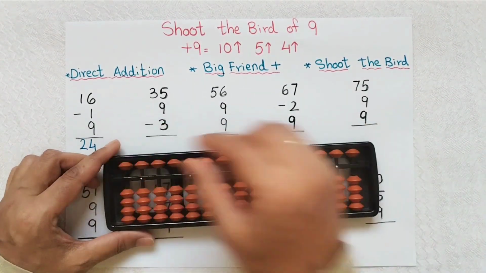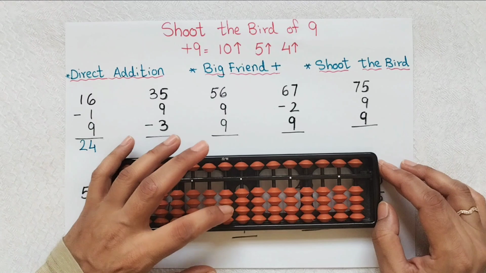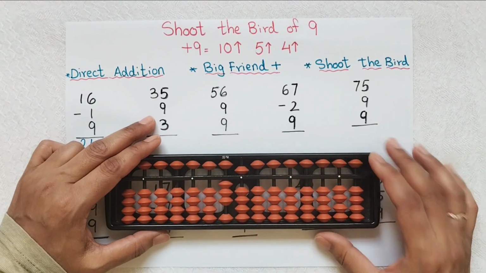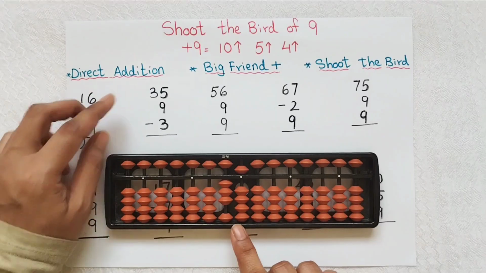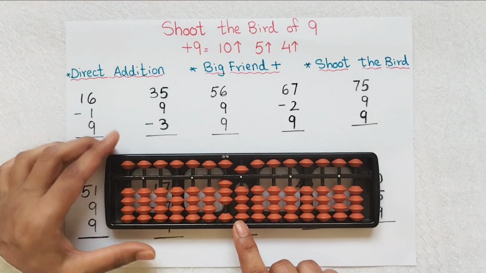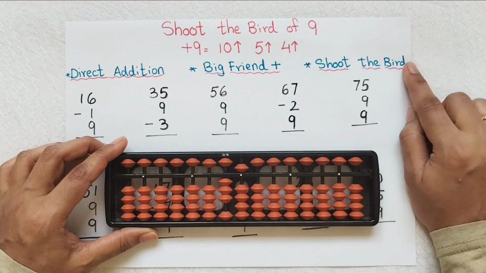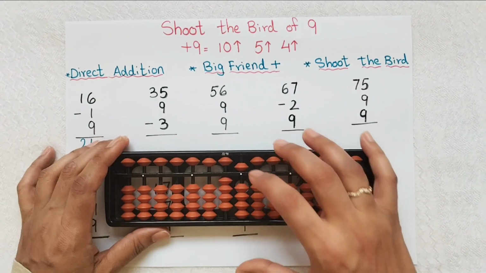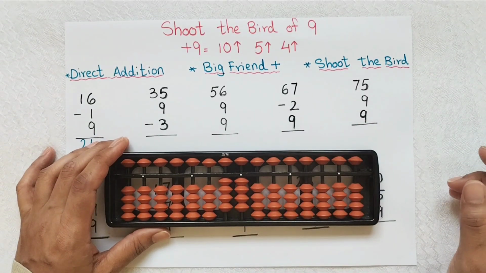Next one. 35 plus 9 less 3. 35 plus 9. How will I do plus 9 again? Direct addition I cannot do. Big friend addition also I cannot do. So I have to use shoot the bird technique. So for plus 9 it is 10 up, 5 up, 4 up.